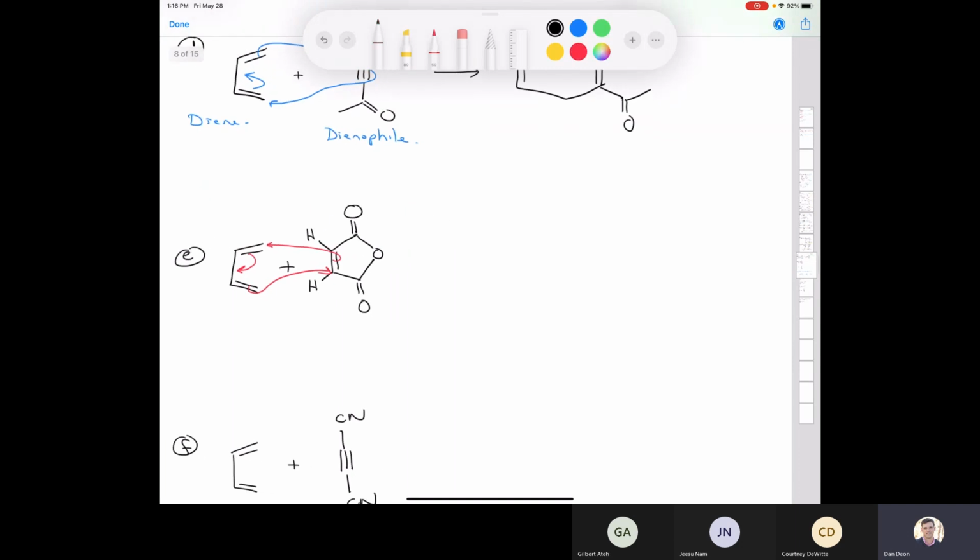So let's draw what the final product would look like. We're going to have a 6-membered ring because we have a total of 6 atoms involved in the transition state. We have a pi bond here, and then we're going to have 2 bonds, one going up like this and one going up like this, okay? And that's these 2 bonds right here, right? They're going to be cis to each other. And then we have our carbonyl like this, and then we have our oxygen like that.